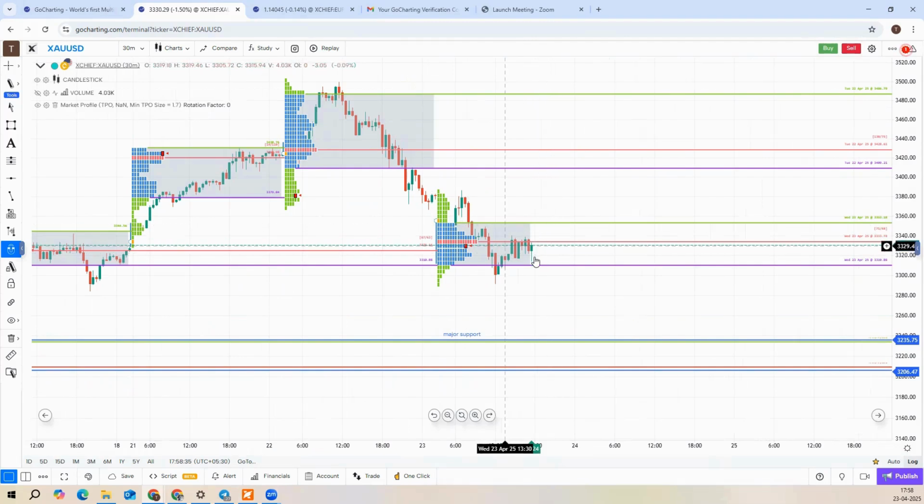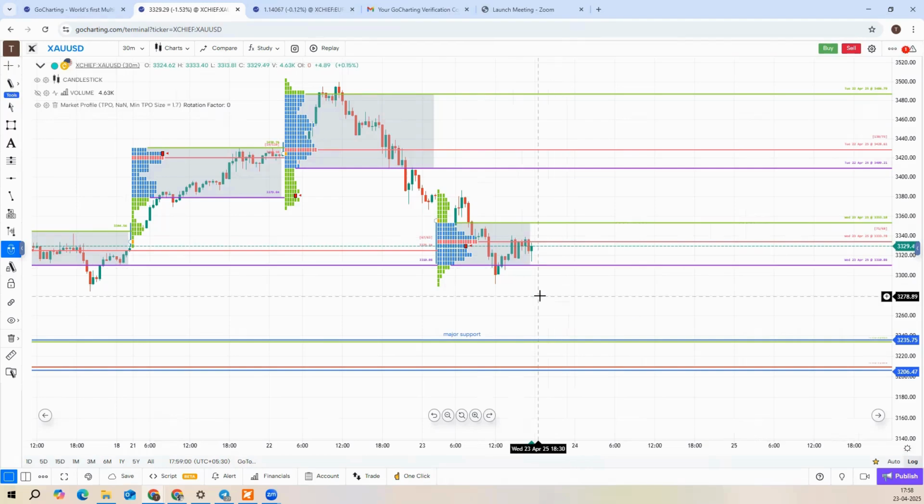Since the market is inside this value area, our job is to keep on taking reversals. Once the market goes to these levels, we can think of taking a reversal to the downside. But if the overall trend of the market is to the downside, what can happen? It may also break this value area. Once it breaks this value area, let it retrace to these levels.